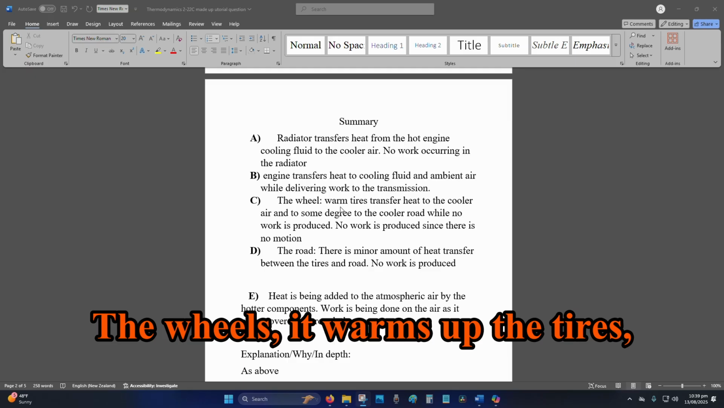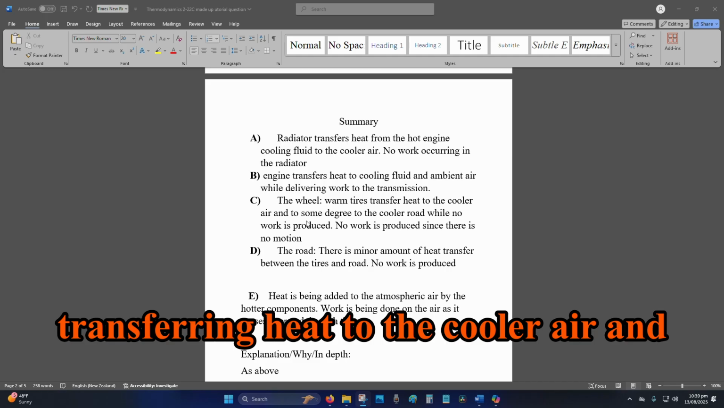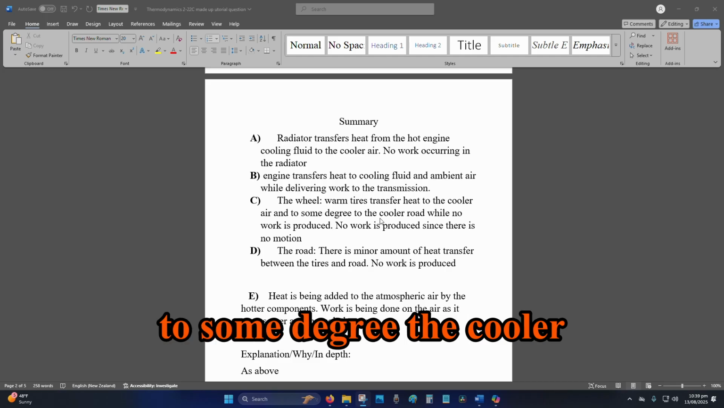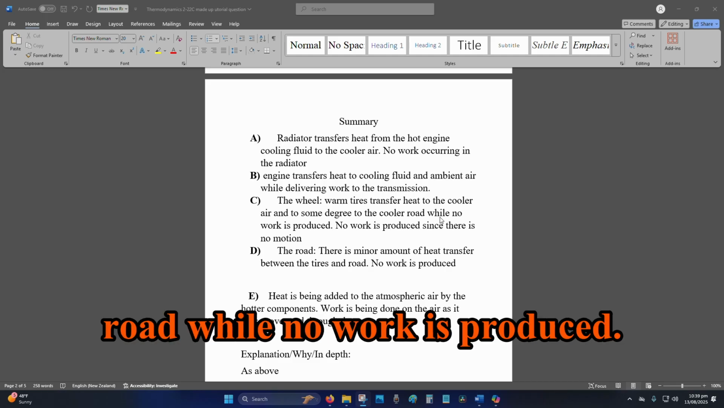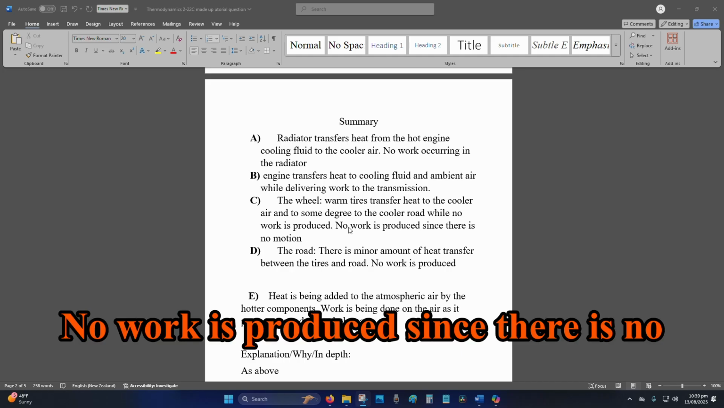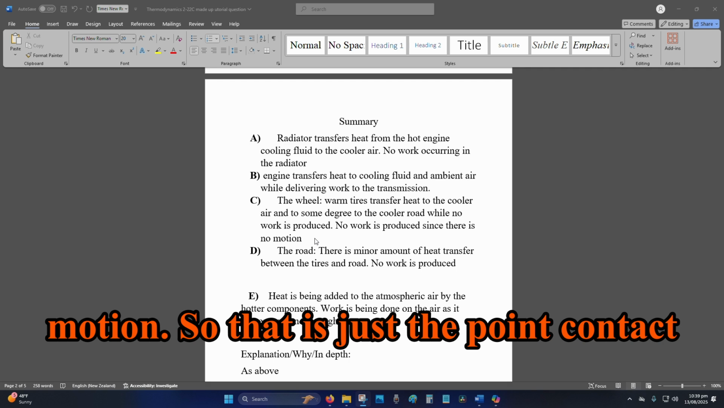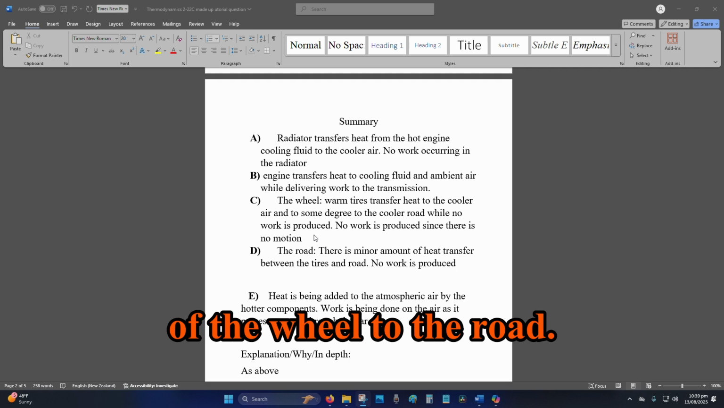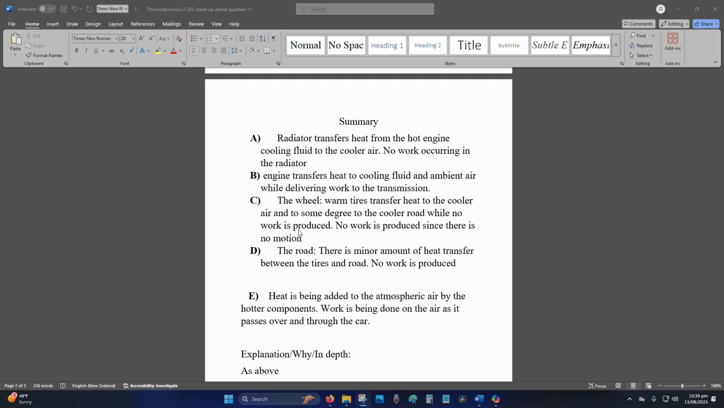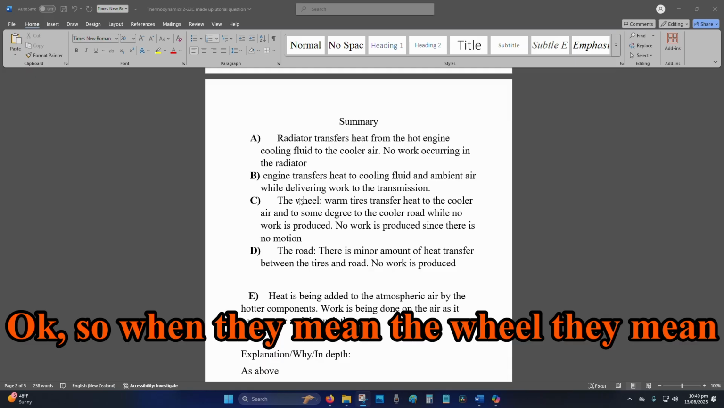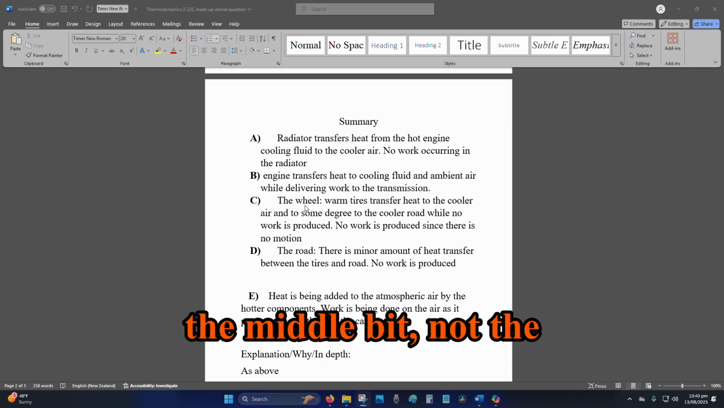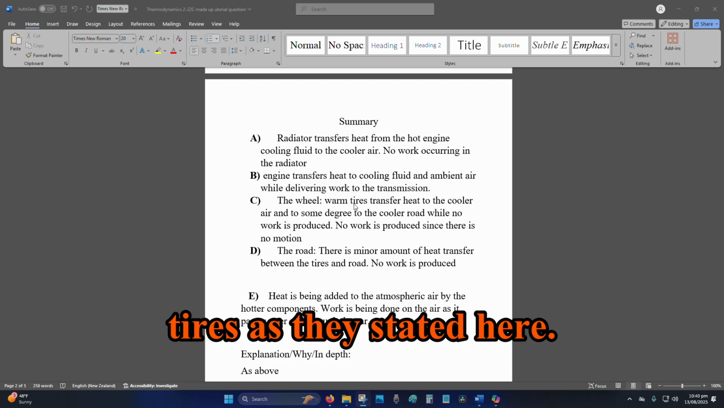The wheels, it warms up the tires, transferring heat to the cooler air and to some degree the cooler road, while no work is produced. No work is produced since there is no motion. So that is just the point contact of the wheel to the road. Okay, so when they mean wheel, they mean the middle bit, not the tires as they stated here.